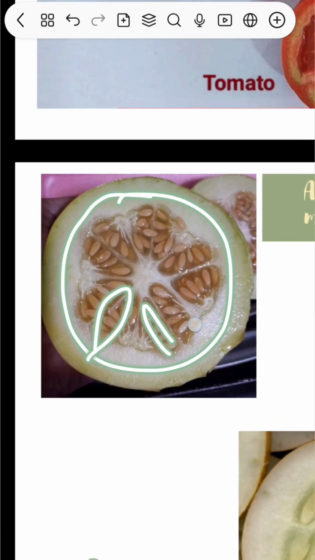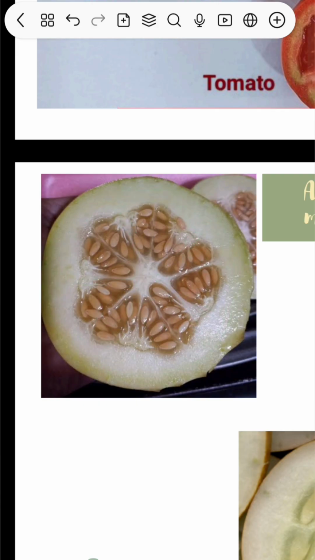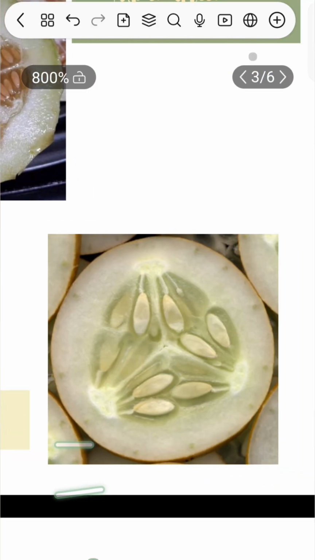This is the inner wall. Inside, these are present, and you can see a compartment. These are not real compartments. And here also you can see lemon cucumber on the inner wall. From the inner wall, the seeds are arranged. You can see these septums, right? It's not a true septum.